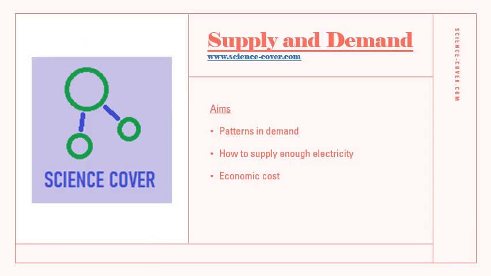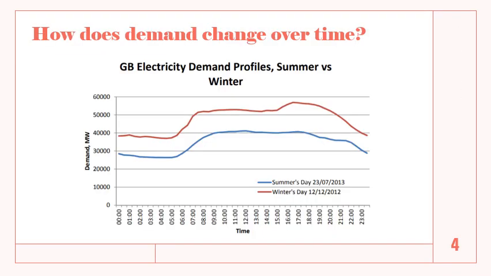In this lesson, we will look at supply and demand. We will focus on patterns in demand, how to supply enough electricity, and the economic cost. Demand is the amount of energy required by a population. This value changes throughout the course of a day, and it also changes over the year.